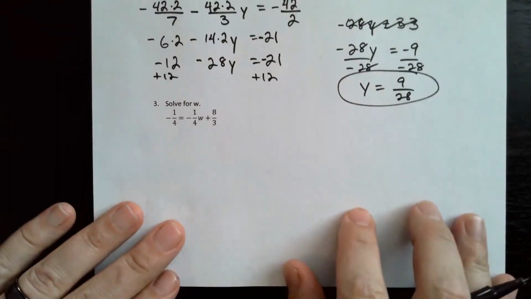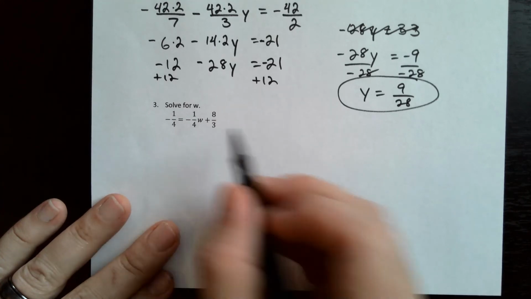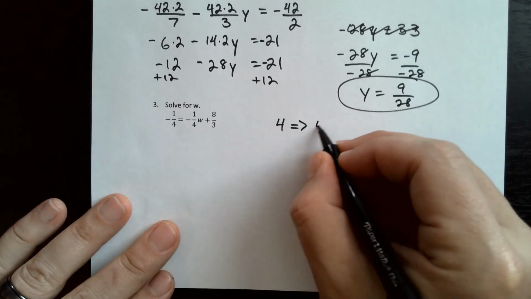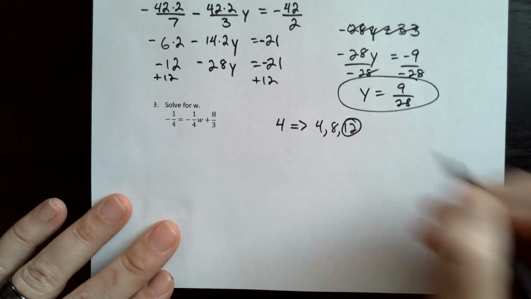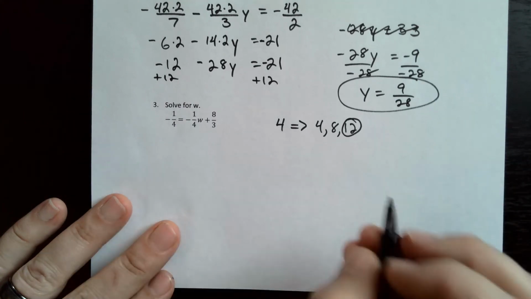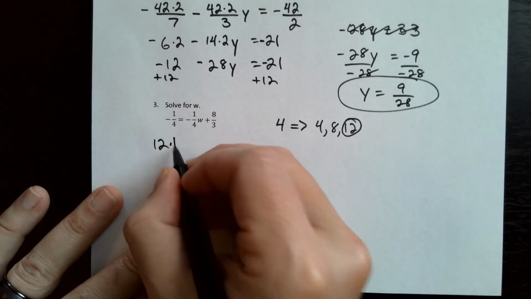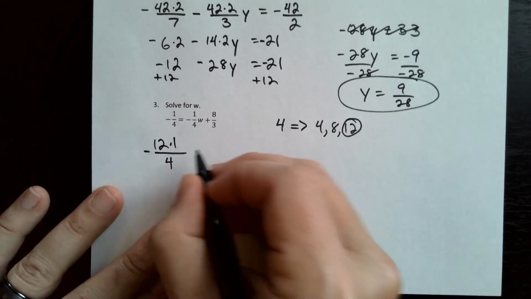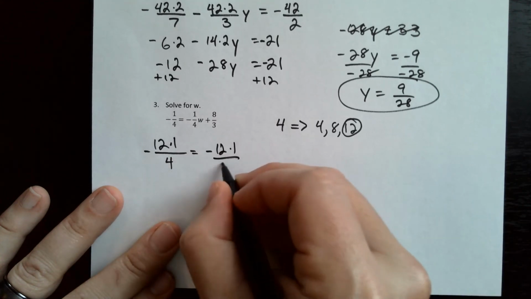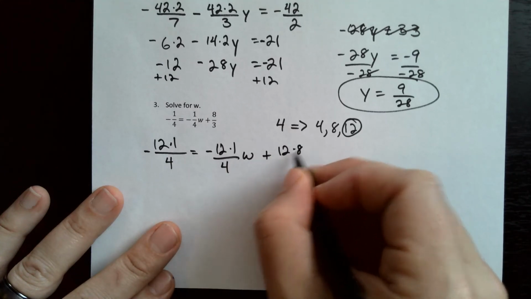Okay, let's look at the last one. So we've got a 4 and a 3 in our denominators. So we really only need to look at the 4 and the 3. Let's write out multiples of 4 until we get something the 3 goes into. 4, 8, 12. There it is. 3 goes into 12 4 times, and 4 goes into 12 3 times. So let's multiply by 12. So 12 times negative 1 over 4 equals negative 12 times 1 over 4w plus 12 times 8 over 3.